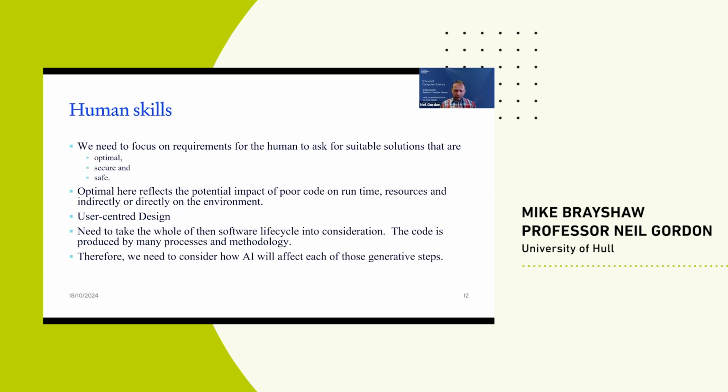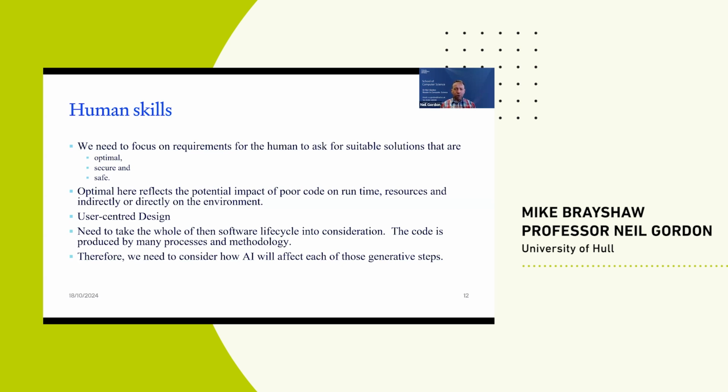And I think the answer there from my perspective, again echoing the previous talk, is to focus on the human here. Focus on requirements humans have, to solve problems, looking at things that are optimal, secure, and safe, which you won't necessarily get if you ask ChatGPT or Claude to write some code to do something. Think about the impact of poor code on resources, runtime, and thereby the environment. Think about user-centered design, so things that take account of the people that will use it. And think about the whole life cycle of software.